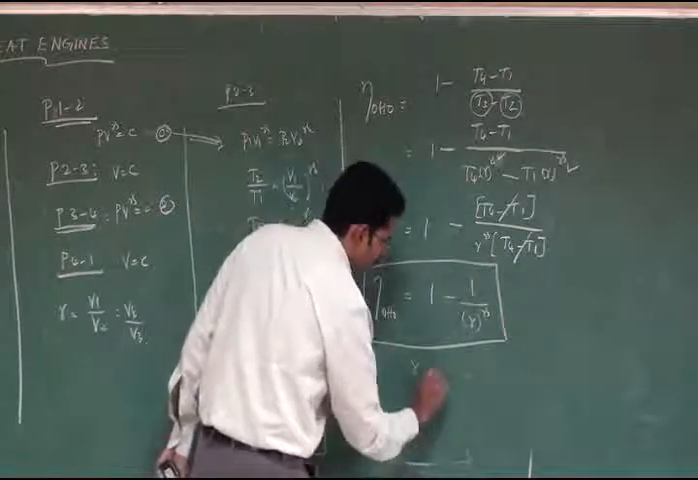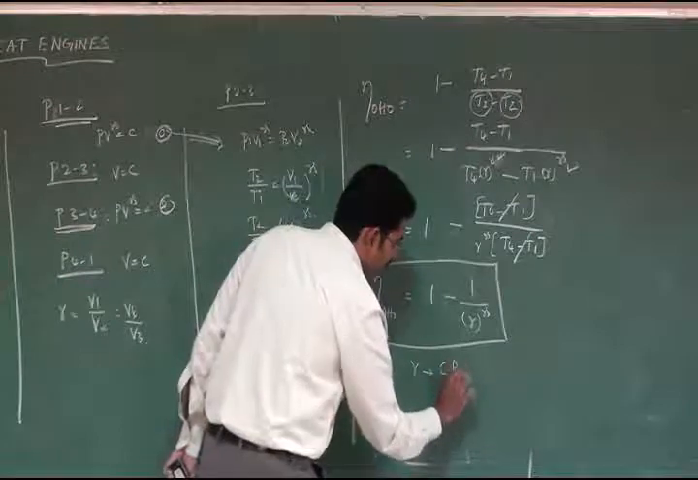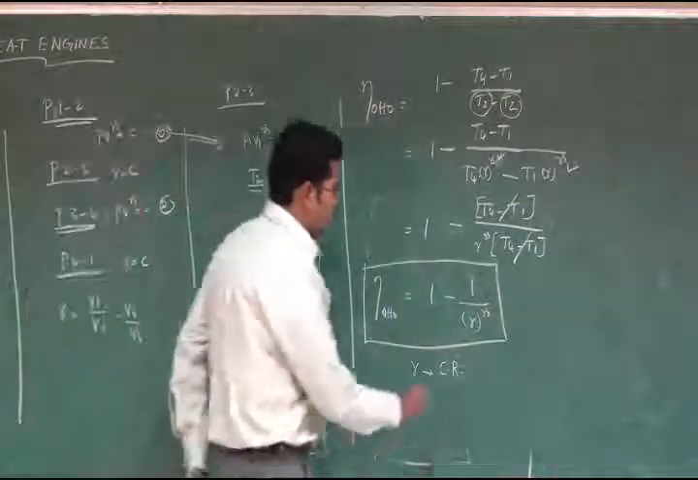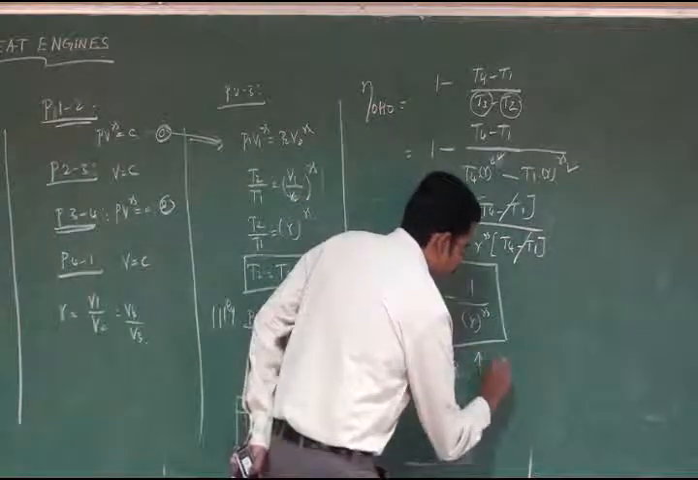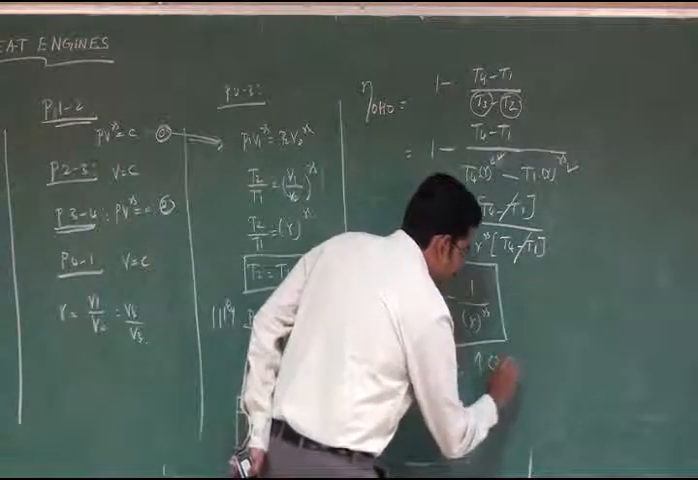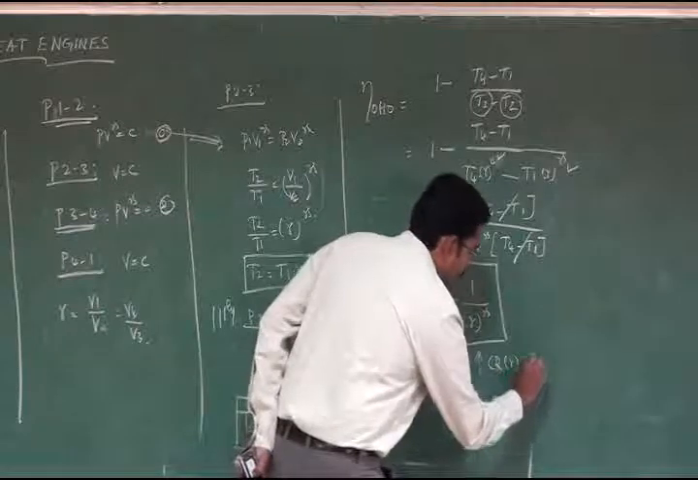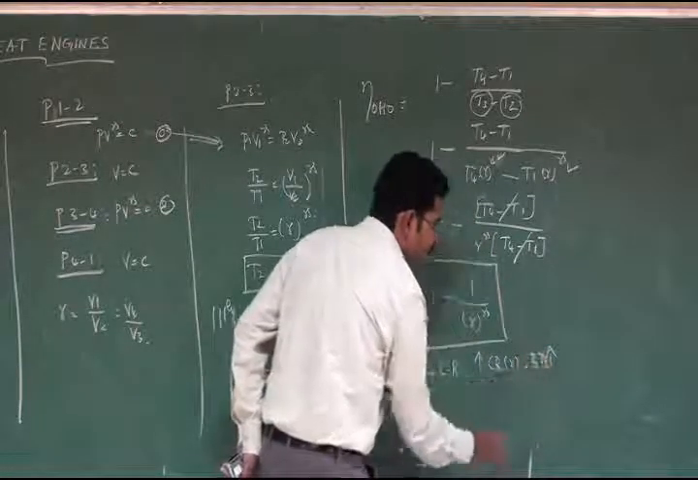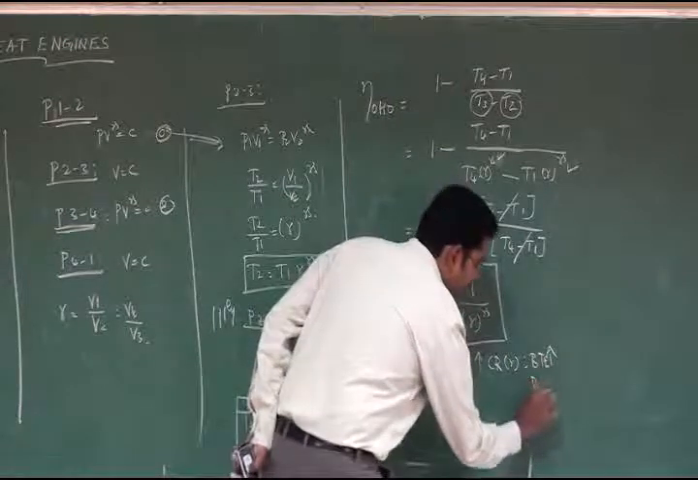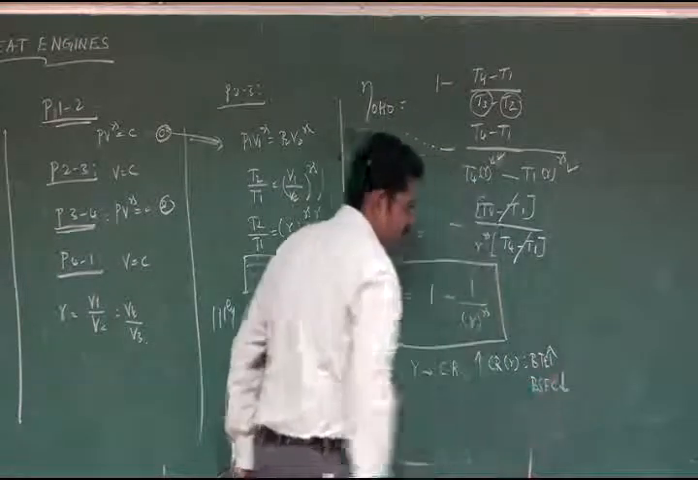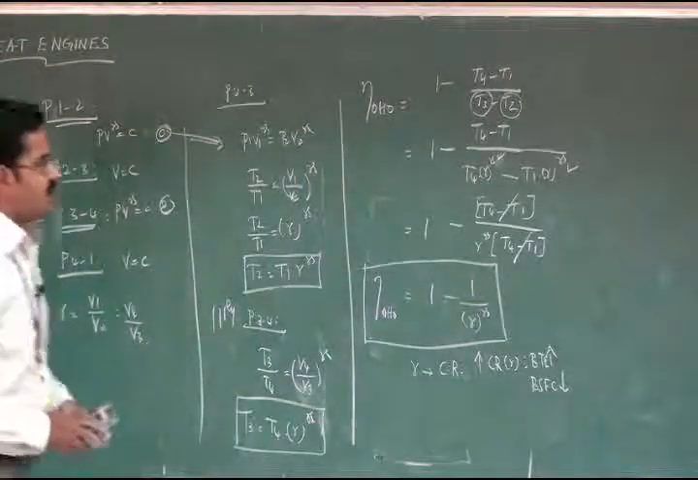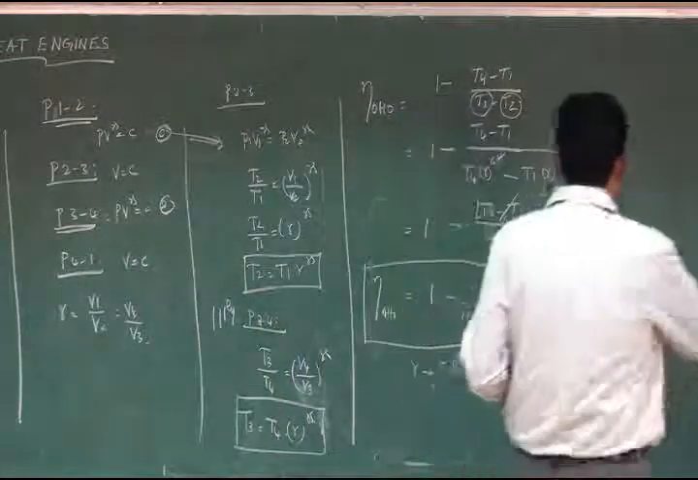What is R? As I told earlier, R is the compression ratio. Then what is the effect of compression ratio? If you increase the compression ratio R, then the brake thermal efficiency will increase. If the brake thermal efficiency increases, automatically the brake specific fuel consumption will decrease. This is the derivation of the Otto cycle efficiency.